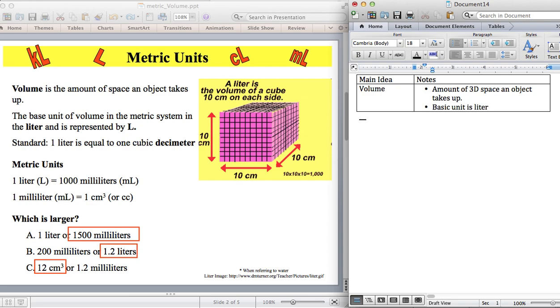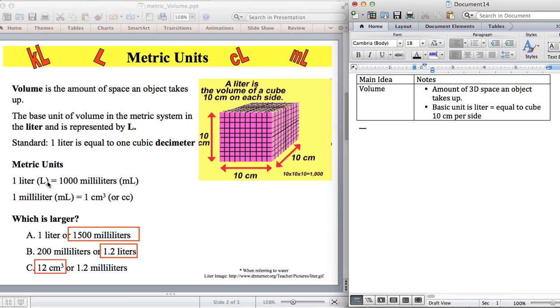Right, and a liter is equal to a cube. We say 1 cubic decimeter. So basically, that's equal in size to a cube 10 centimeters on a side. Cube, 10 centimeters per side. Which brings us to our metric units that we need to know for volume.